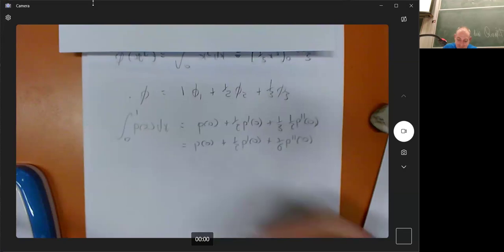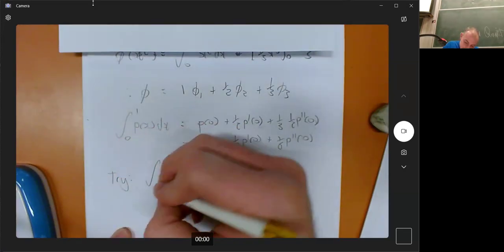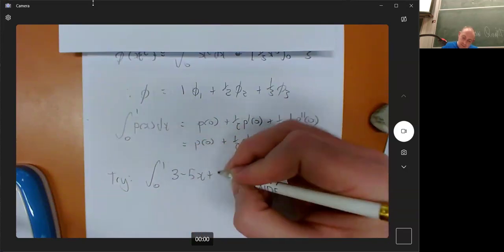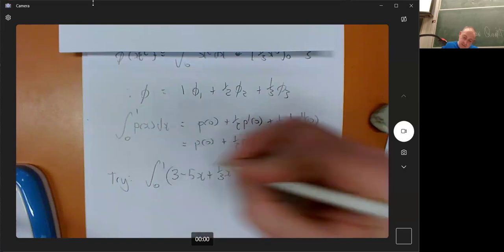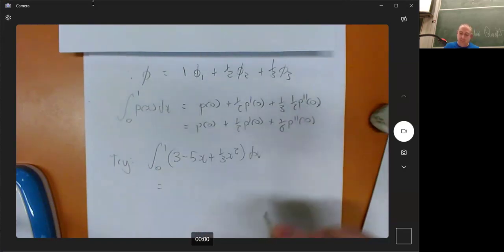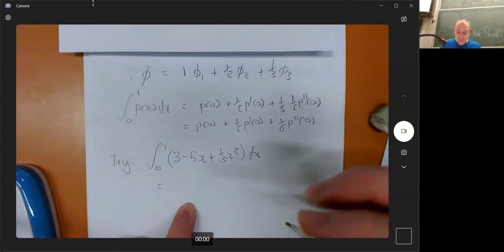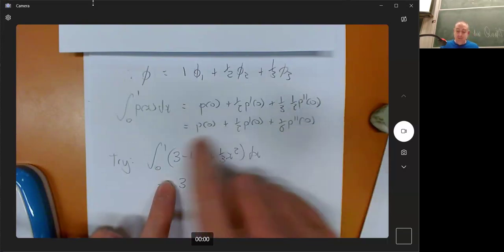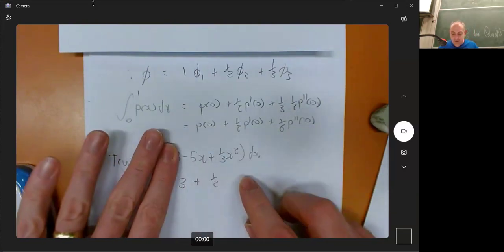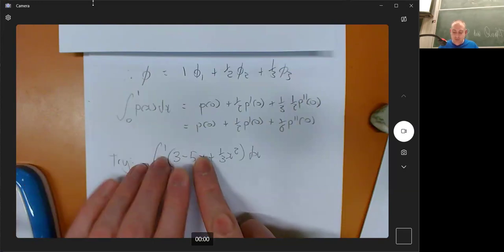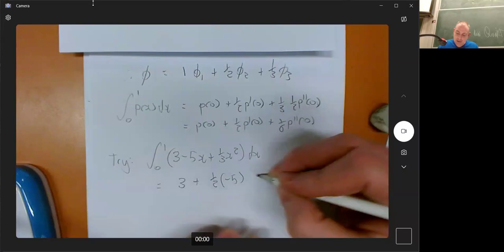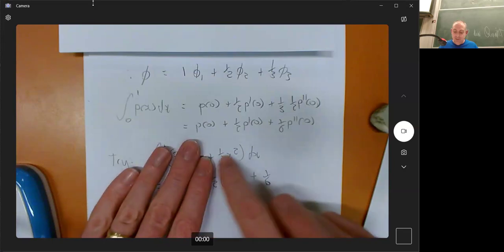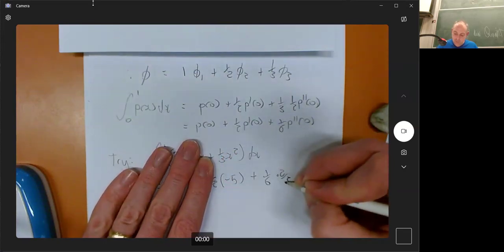I want to try it. So the integral from 0 to 1 of 3 minus 5x plus a third of x squared dx should be this when you sub in 0, which is 3, plus a half of the derivative of this when you sub in 0, and the derivative of this is minus 5 plus 2/3 x, so it's just minus 5, plus a sixth of the second derivative of this when you sub in 0, and the second derivative of this will be 2/3.